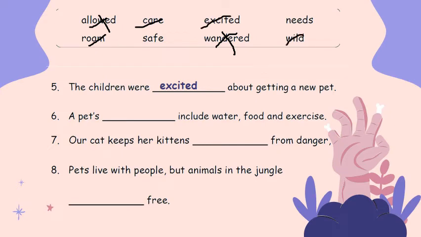Now, a pet's blank include water, food, and exercise. A pet's needs are things that it must have. Our cat keeps her kittens safe from danger, right? Pets live with people, but animals in the jungle roam free or move.